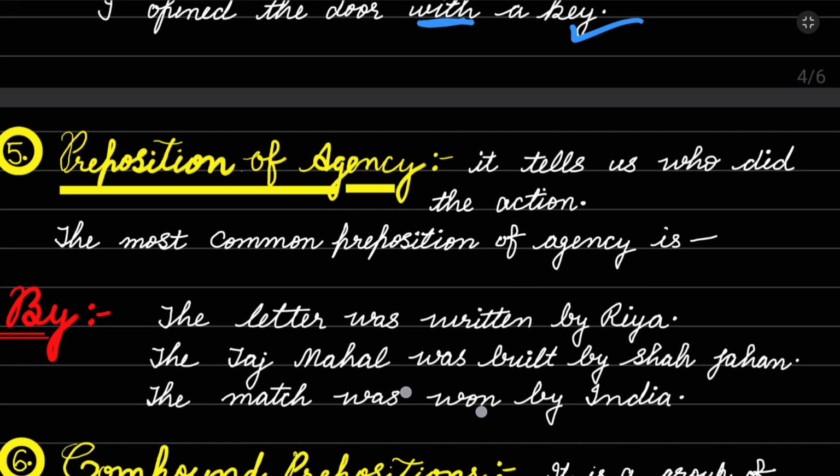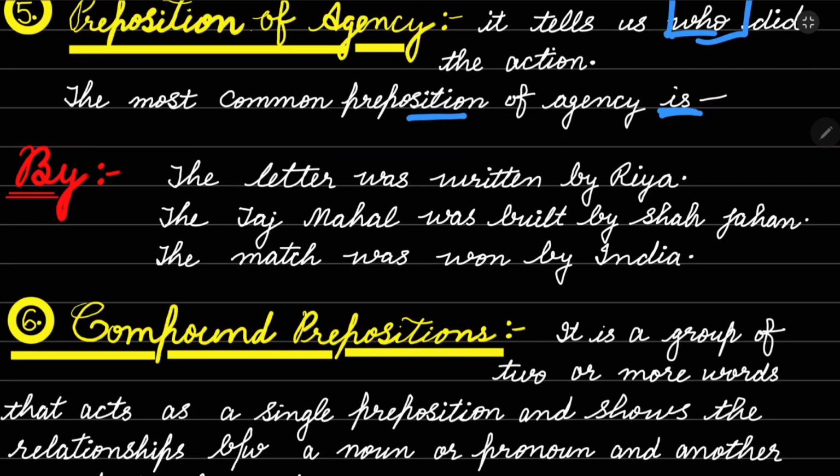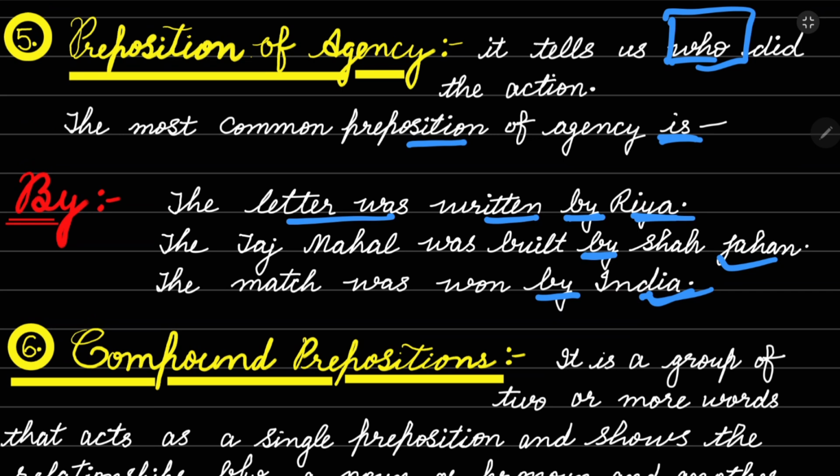Next is number 5, preposition of agency. Preposition of agency tells us who did the action. The most common preposition of agency is by. For example, the letter was written by Ria. The Taj Mahal was built by Shah Jahan. The match was won by India. Means preposition of agency tells us who did something, who did an action.